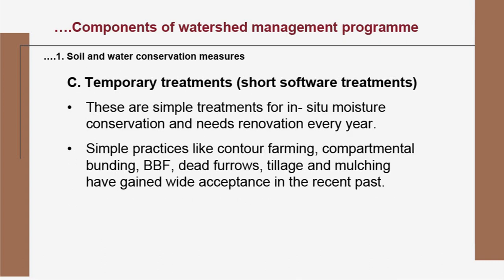Now, there could be some temporary adjustments or treatments. They are referred to as short software treatments. These are simply treatments for in-situ moisture conservation and need renovation every year. Simple practices like contour farming, compartmental bunding, BBF, that is broad bed furrow system, dead furrows, tillage, and mulching have gained wide acceptance in the recent past.